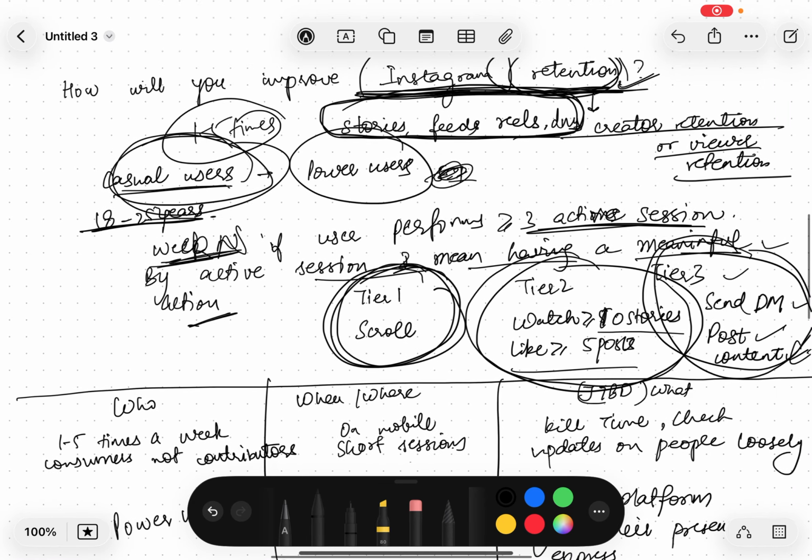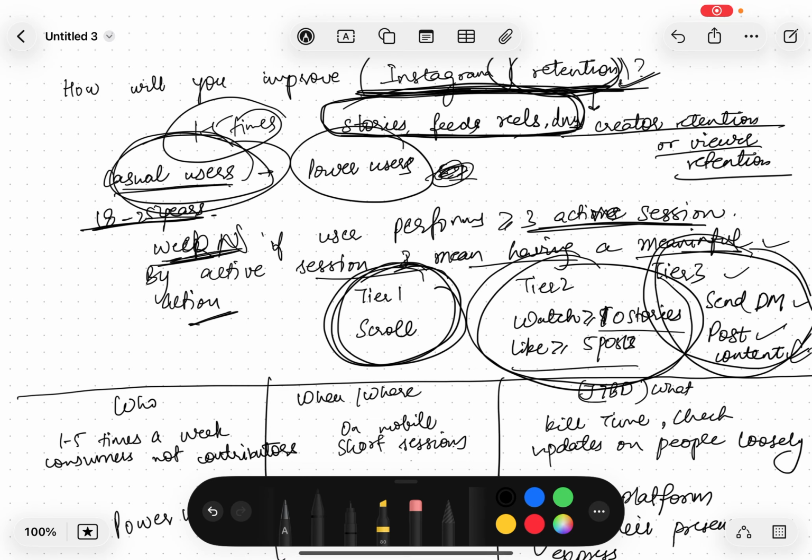So how I'm defining retention is, a week n is said to have retained that user if the user is having 3 active sessions, and an active session means having any of these meaningful actions. Active session means having at least one meaningful action.